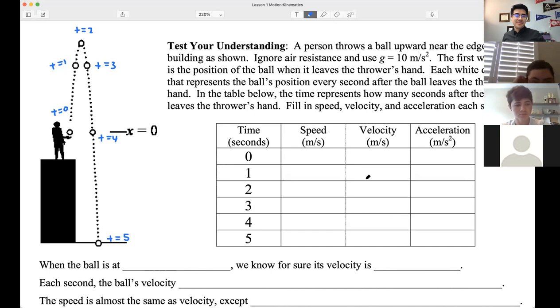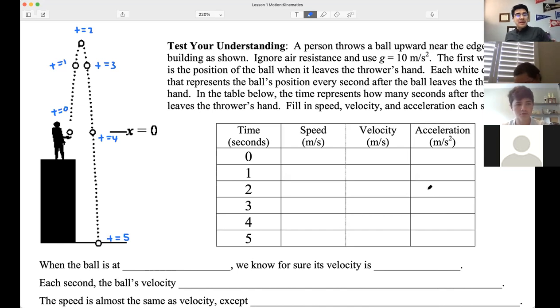Because gravity is the only acting force. Gravity has only been the acting force. Once the ball leaves his hand, there are no other forces on the ball. So your statement doesn't quite work, but I appreciate it, because gravity is the only acting force the entire time.